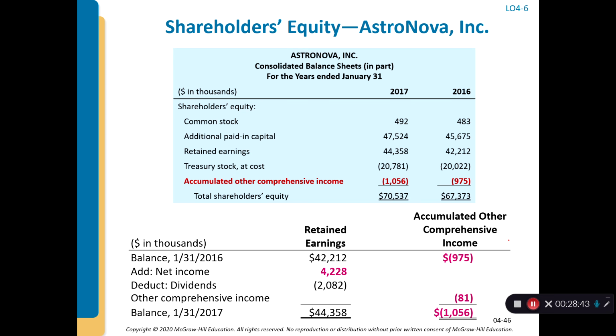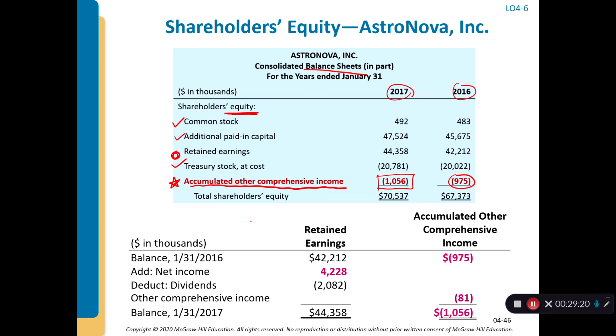Let's look at this one. This is the balance sheet of Astronover in 2017. As we look at the equity section, we have common stock and additional paid-in capital, which we learned, and the retained earnings we just talked about, and treasury stock that is bought back. So we know that. Then this is the extra item: accumulated other comprehensive income would have a negative 975,000 and a negative 1,056. And how did we get there?